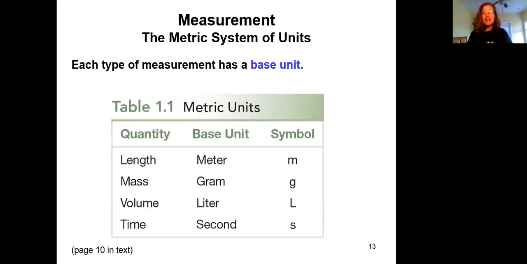In the metric system, each type of measurement has a base unit. Those base units include meter, gram, liter, and second. Now the second, of course, is the same whether we're talking American units or metric units, so that one we don't have to worry about, but the rest are different. The symbol for meter is the lowercase m. The symbol for gram is a lowercase g. The symbol for liter is a capital L, and the symbol for second is a lowercase s.